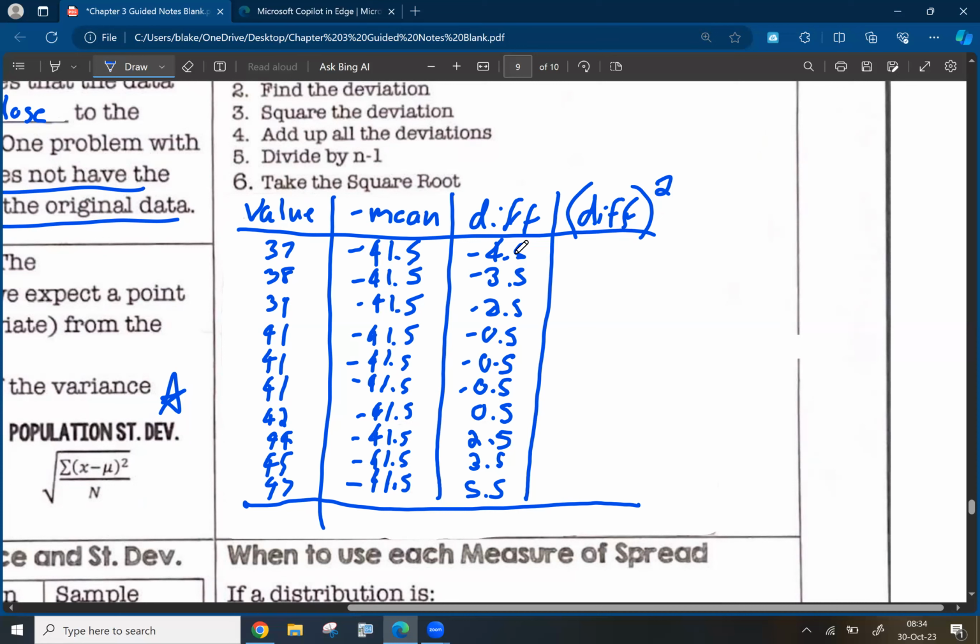If you take negative 4.5 squared, you'd get 20.25. Negative 3.5 squared is 12.25. And then negative 2.5 squared is 6.25. I'll just carry on finishing these up. This one's going to be 0.25, 0.25, 0.25, 0.25, 6.25, 12.25, and the last one is 30.25.